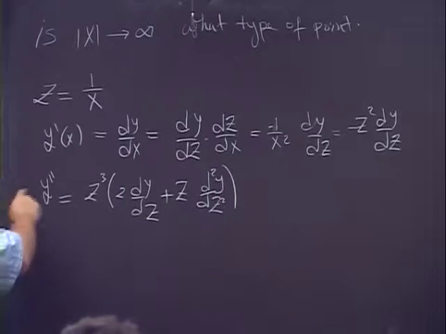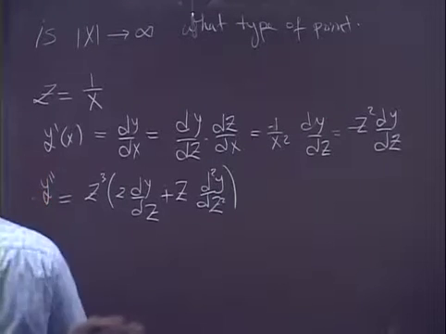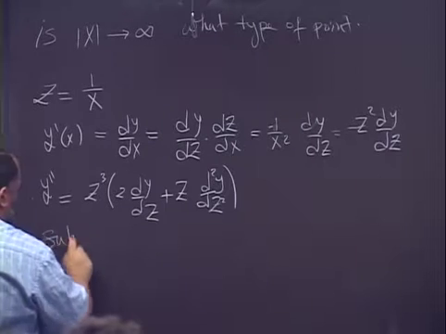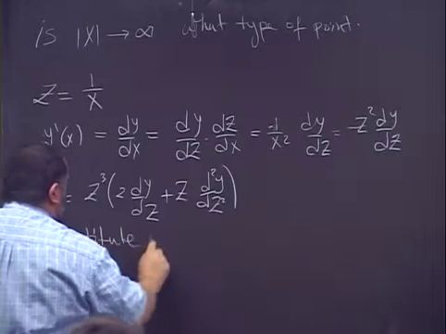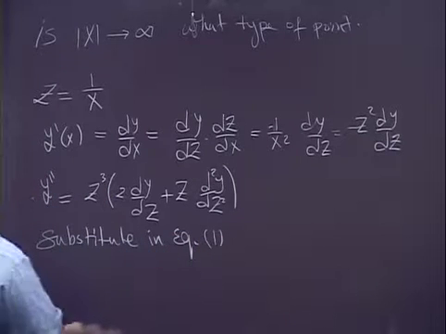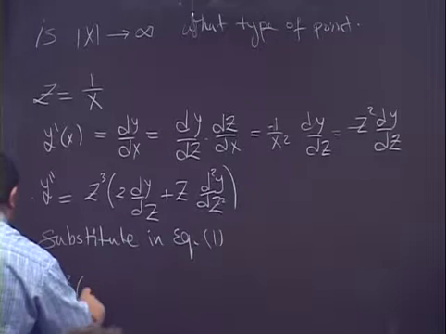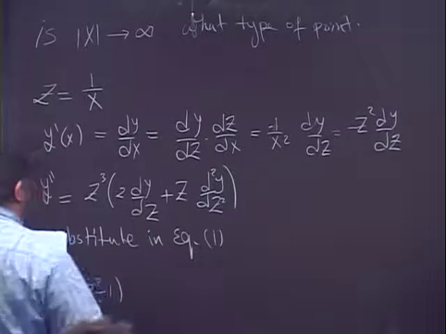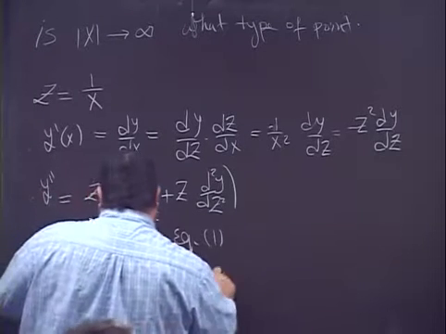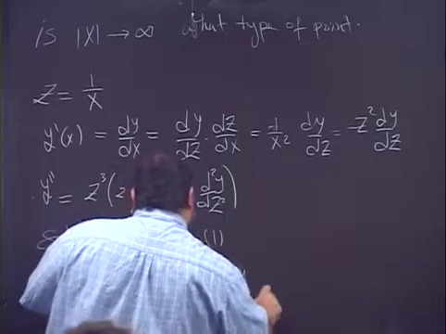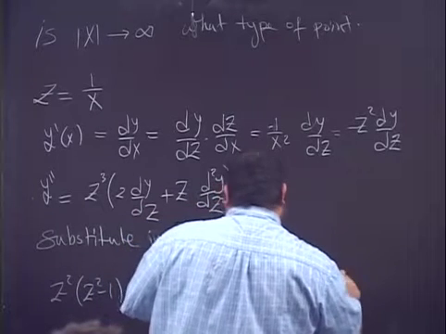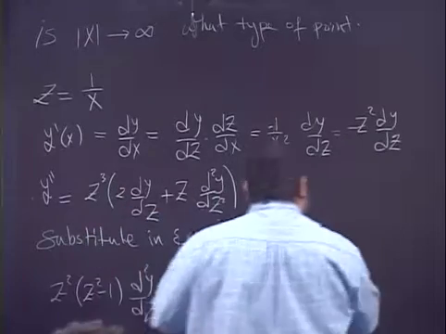So if you take this and substitute into the Legendre equation, let's call it equation 1, you will end up with an equation in the form z squared multiplied by z squared minus 1 d2y by dz squared plus 2 z cubed dy by dz plus L times L plus 1 y equal to 0.